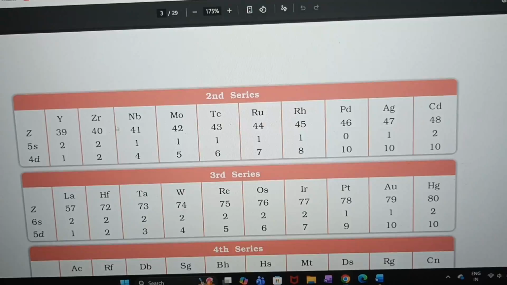Now from niobium to rhodium, these are exceptional cases only, because you're no longer getting 2 over here. Instead you're getting 1 and 4, 1 and 5, 1 and 6, 1 and 7 and 1 and 8. And palladium, as I already told you, is the only element which is not following the general configuration, having 0 electrons in its 5s orbital. So this is technetium. If they ask you, you have to know that this is the artificial and radioactive element.